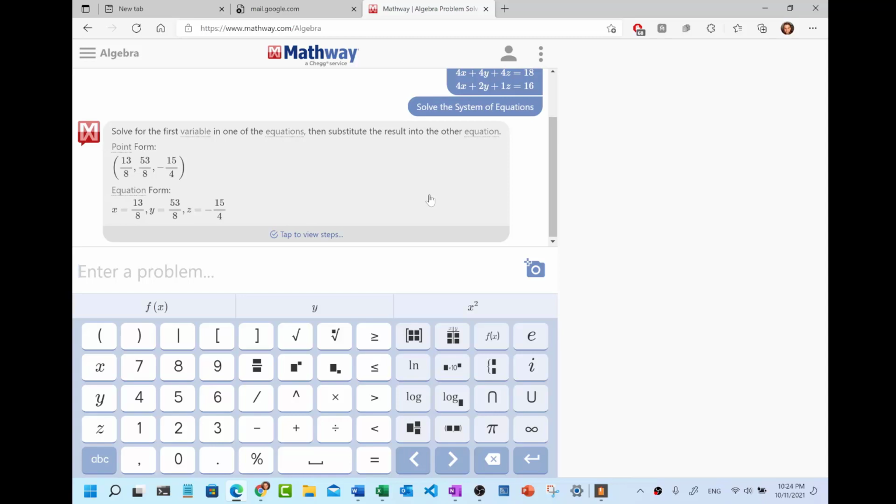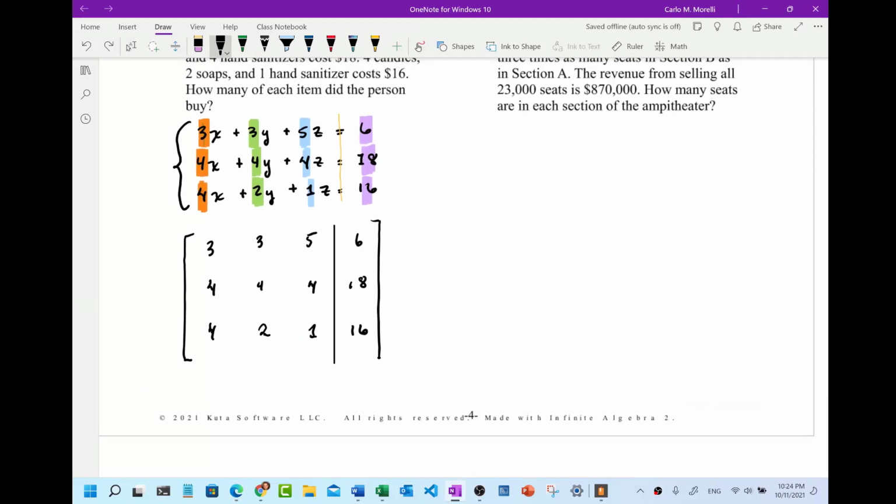I guess it's not going to give us decimals, so we'll just write that down as fractions. x equals 13/8; y equals 53/8; and z equals negative 15/4. Okay, and that is that problem.